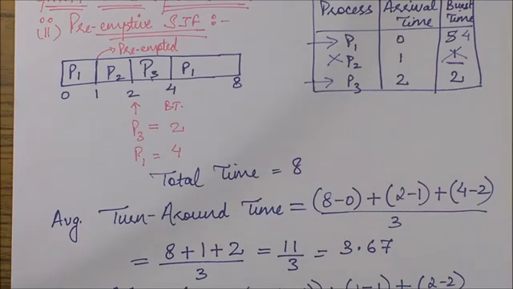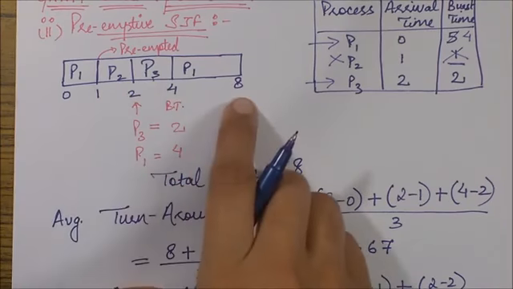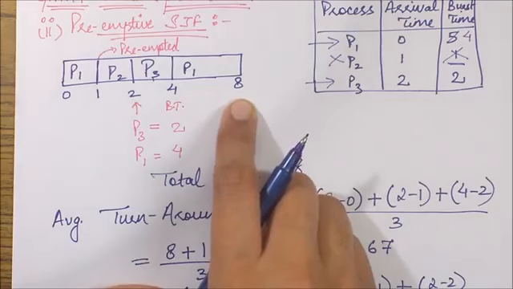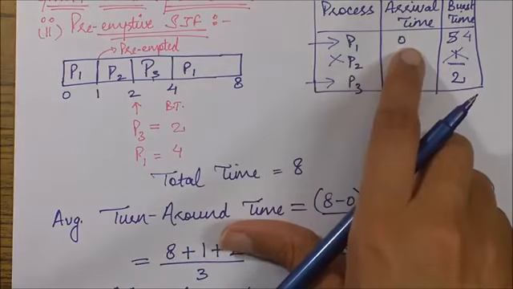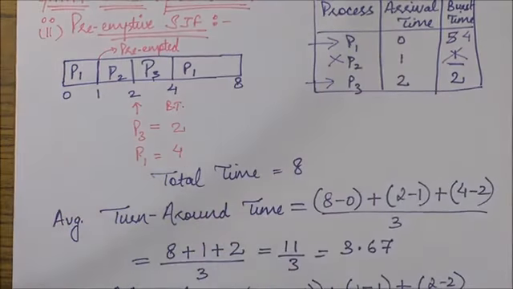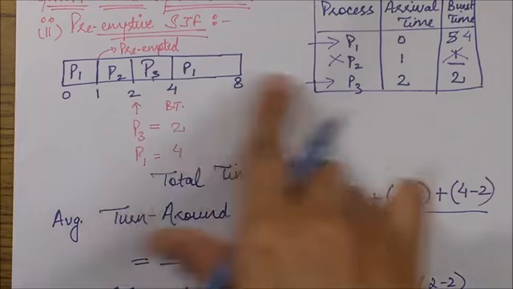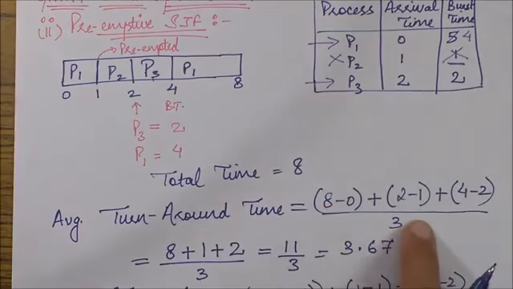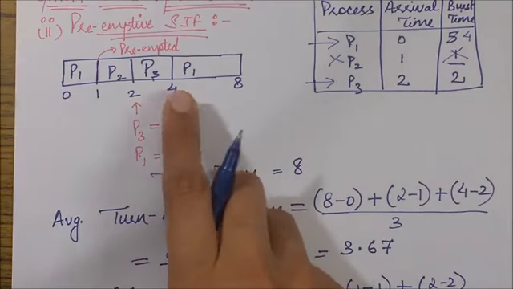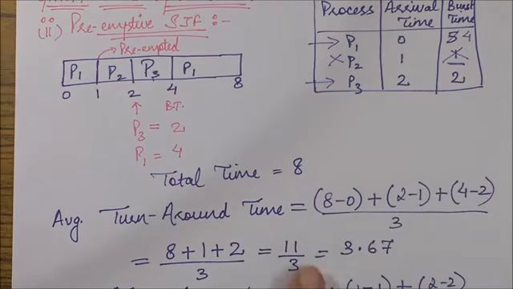For example, if I say P1 completes at 8, and its arrival time is 0, then its turnaround time would be 8 minus 0. So that is what I've written over here. Similarly, for P2, it would be 2 minus 1. P3 completes at 4, so 4 minus 2. If we simplify this, we get 3.67.